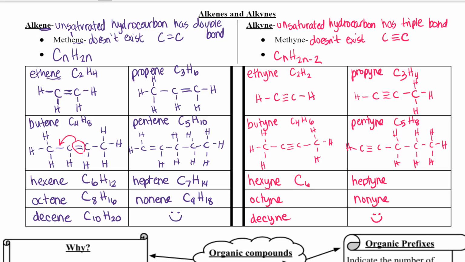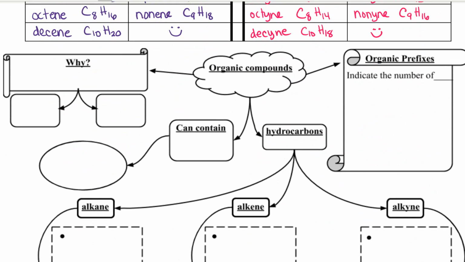Hex means 6, so it's C6 times 2 minus 2 is H10. Heptyne means 7. Times 2 minus 2 is H12. Oct means 8, so C8. 8 times 2 is 16, minus 2 is 14. Nonyne means C9. For the H's, because it ends in "yne," I'm going to do times 2 minus 2, which is 16. Lastly, decyne is C10, H18. All right, so now let's talk about, well, how do we put all of this together?